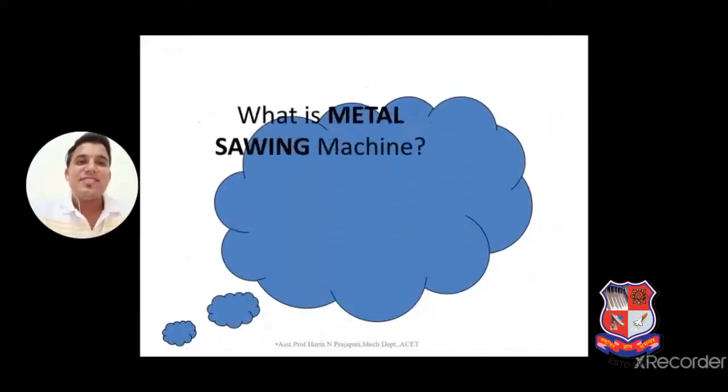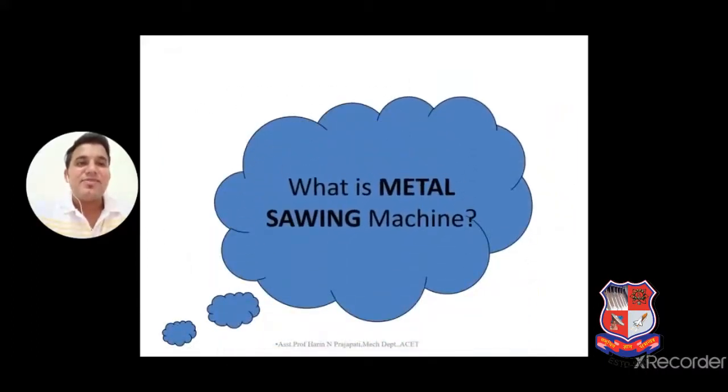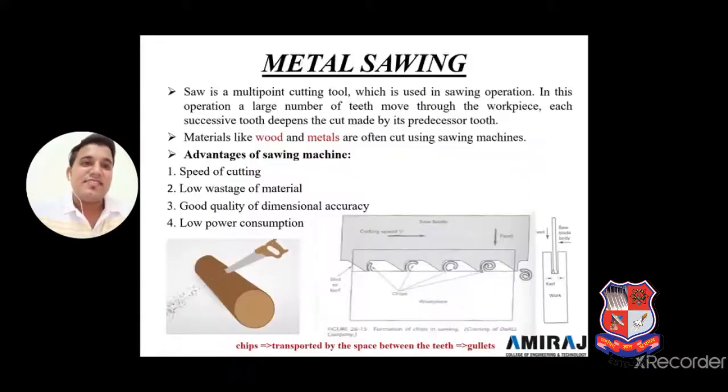So the first question is, what is metal sawing? Sawing is a multi-point cutting tool which is used for sawing operations, in which a large number of teeth move through the workpiece. Each successive tooth depends on the cut made by its previous tool.